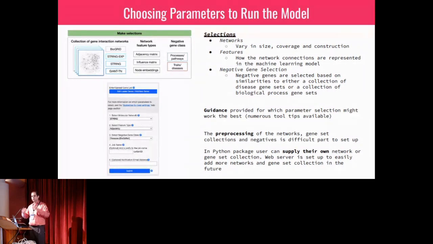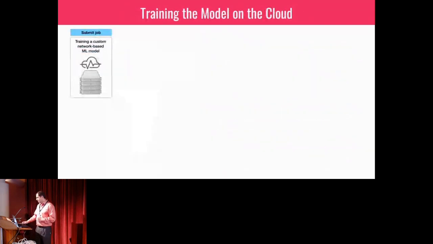Also, I'd like to highlight that the pre-processing of all these networks and data sets is like the actual power of the web server. Running just a simple machine learning model doesn't take that much time, but having all of this stuff pre-processed beforehand is the benefit of the web server. And then in the Python package, you can supply your own gene sets and your own networks if you think that will be more beneficial to your research.